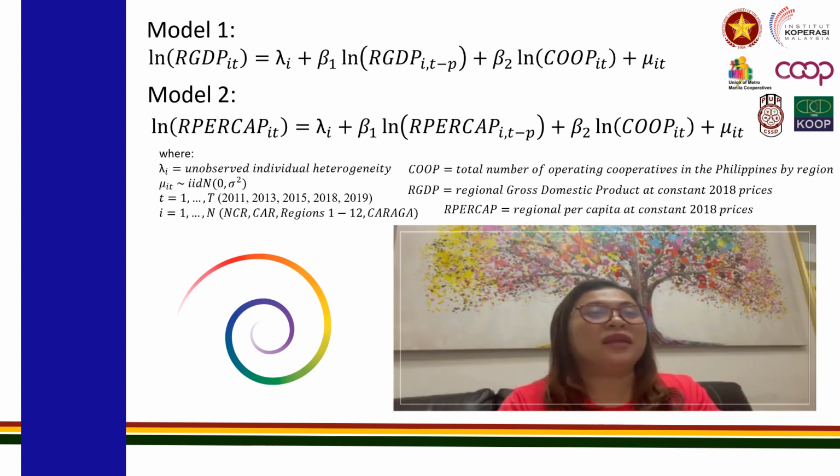RGDP is the regional gross domestic product at constant 2018 prices, and R per cap is the regional per capita at constant 2018 prices. Of course, for the above models to be unbiased, we assume normality of the residuals.